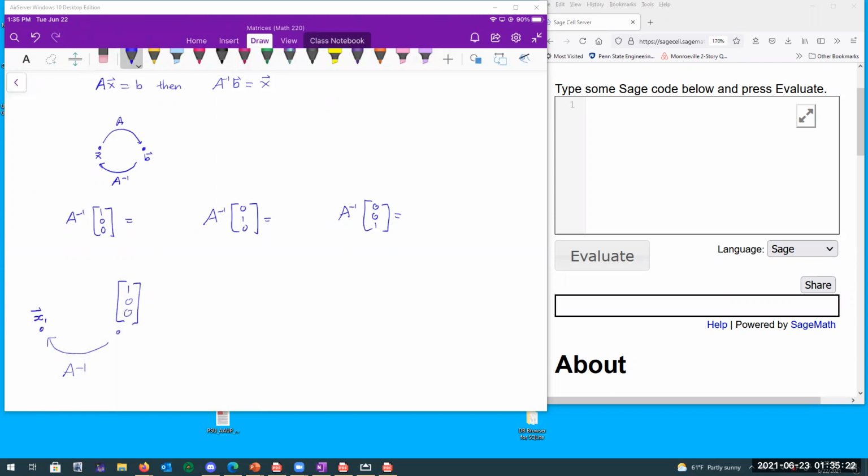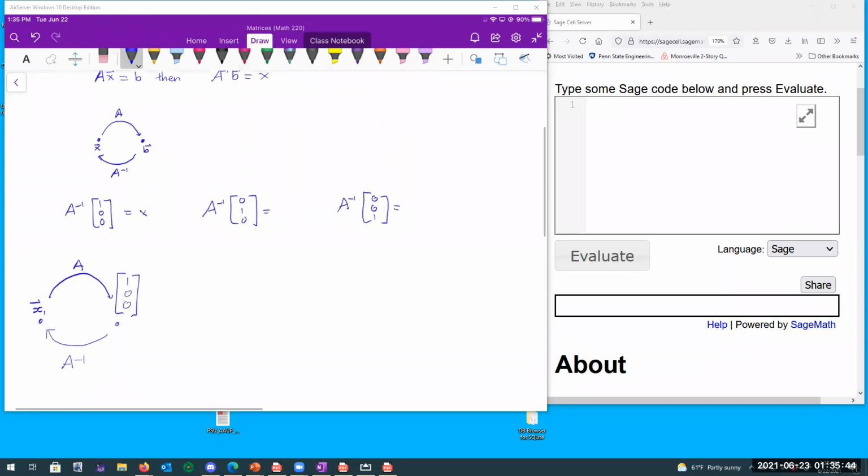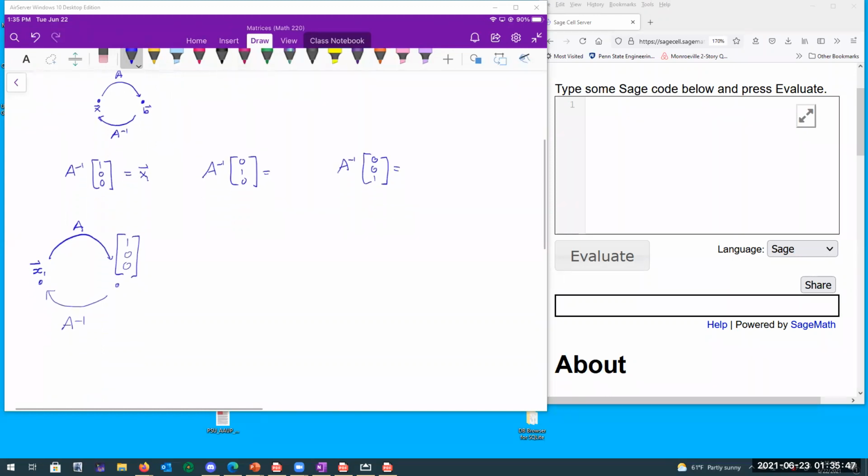And so we want to know A inverse sends 1, 0, 0 to what vector X? Well, we can think of writing this going the other way. A is going to be sending some unknown vector to the vector 1, 0, 0. So we can say, A times X1 equals 1, 0, 0. The solution to this will be our first column of A inverse.